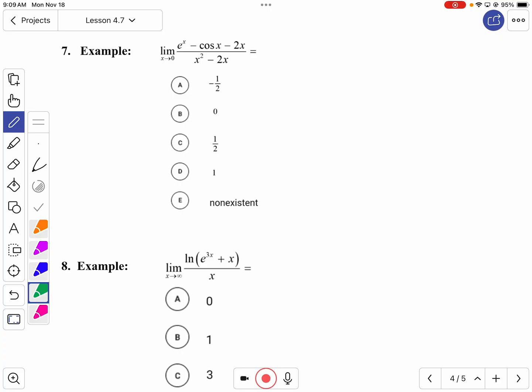Try that one. Try number 7. Multiple choice, so we don't have to prove it. We just need to know we can use it.